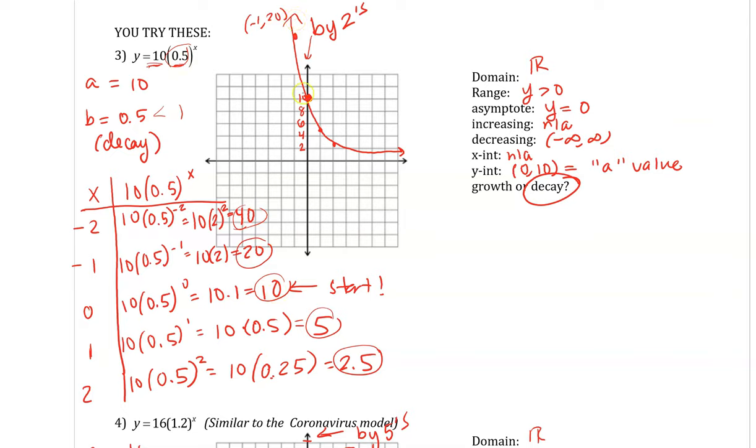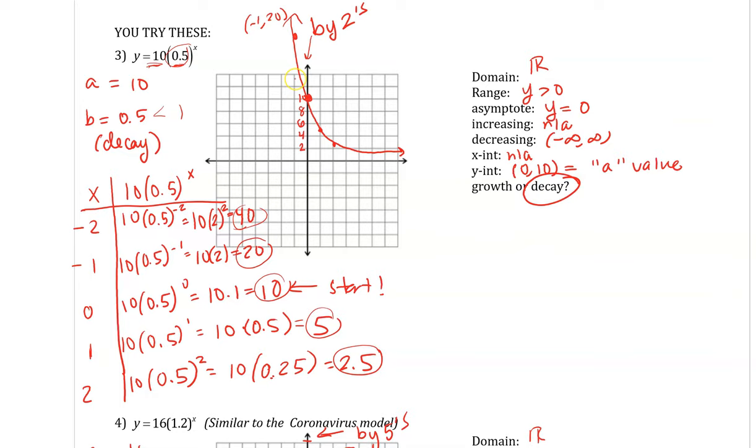So here were the points when I plotted them out. I went ahead and labeled my y-axis by 2s, so I didn't graph the negative 2 comma 40 point, and then I kind of had to go off my grid to graph the negative 1 comma 20. So I just sort of labeled that one, and then here were my other points.